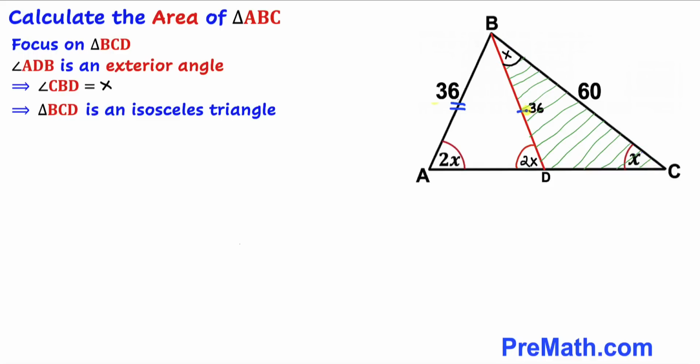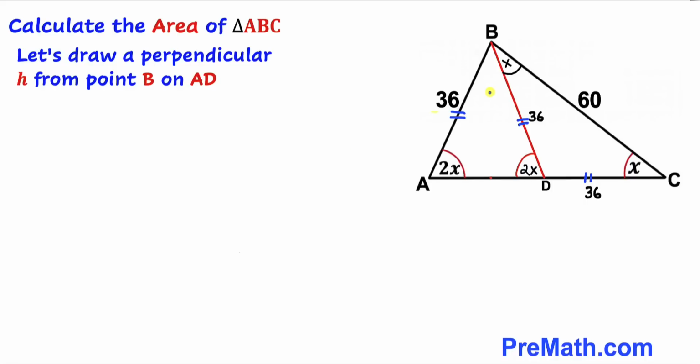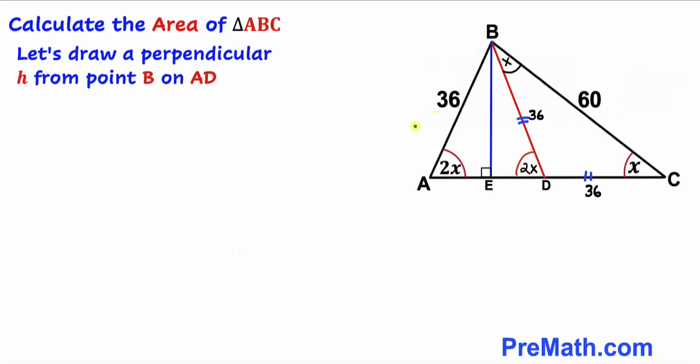So therefore, this side length is going to be equal to this side length. If this side length is 36, this has got to be 36 units as well. So therefore, BD and CD are equal to 36 units. And in this next step, let's draw a perpendicular from this point B onto this line segment AD. I'm going to call it H, and here's our much nicer looking diagram.